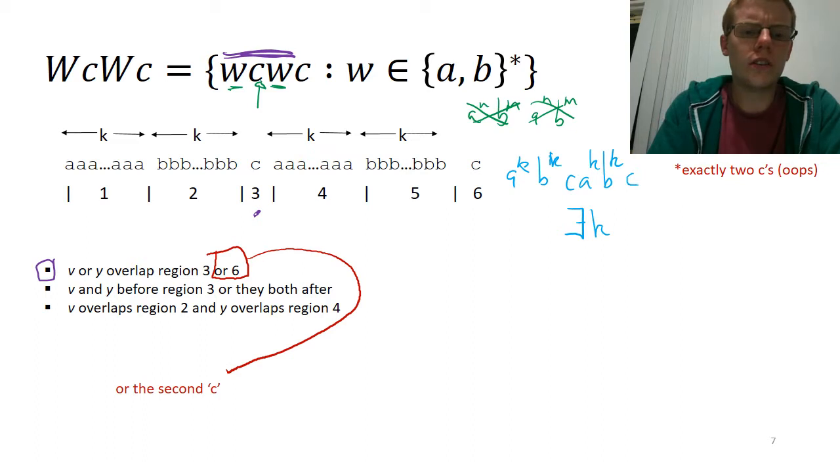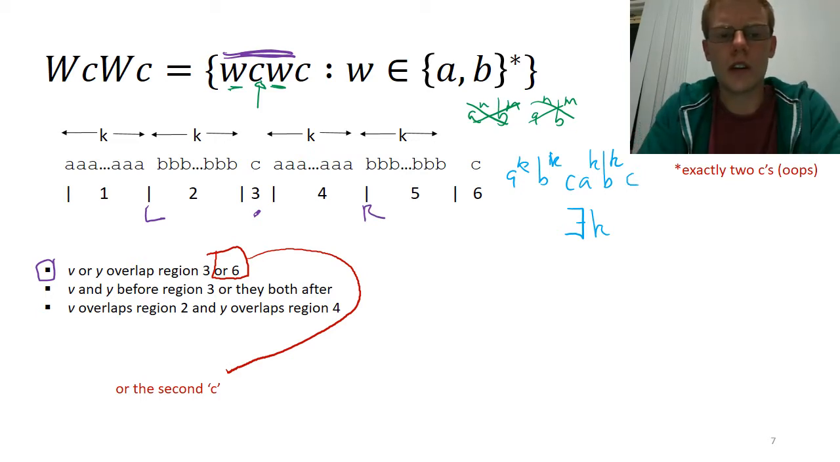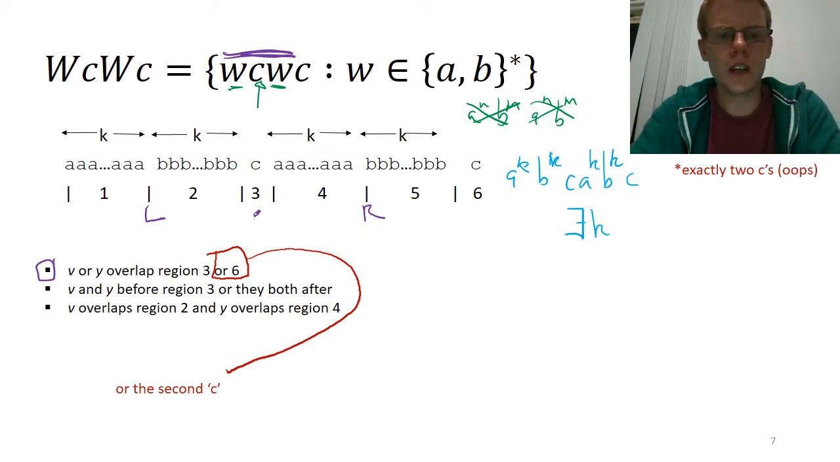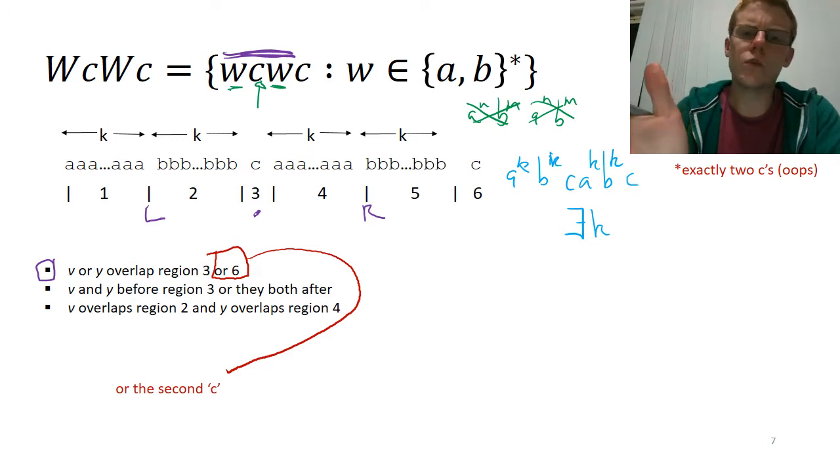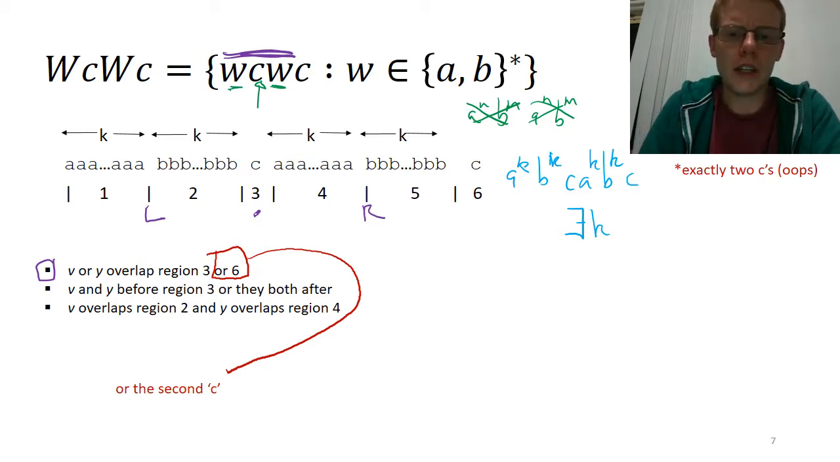Now we are going to use the C to mark the middle of our string, and we're going to call regions 1 and 2 the left and regions 4 and 5 the right. Another option, as well as having V or Y overlapping the region, is to have them both on one side or the other. So if we consider the idea that V and Y are both over in regions 1 and 2, no matter where they are in that region, they have to together be non-empty. That's what this constraint here says.